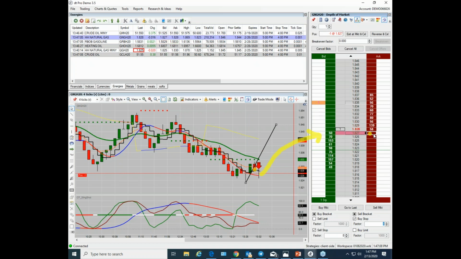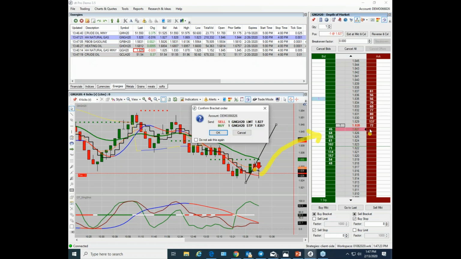So there's no additional left clicks and moving around in the DOM to create a problem or create an error or get you turned upside down. It's called the bracket option. So watch. When I left click, that's the short, and there's the stop loss 8 ticks away, right behind it.